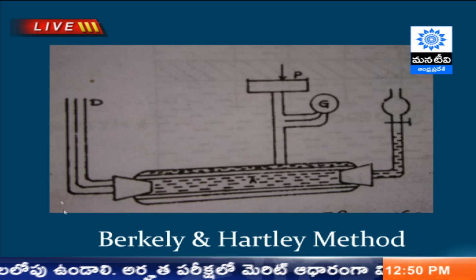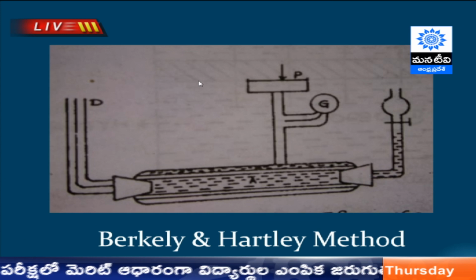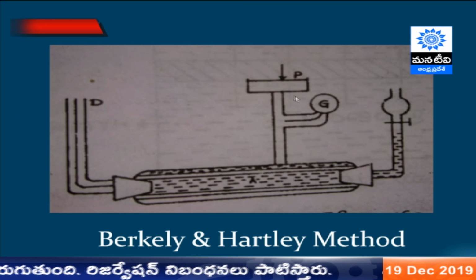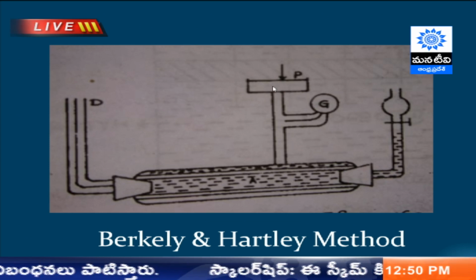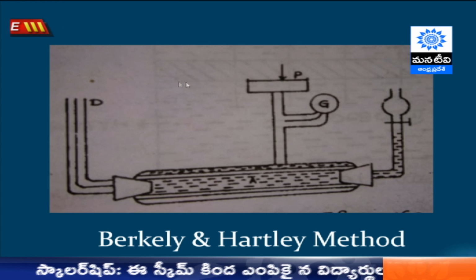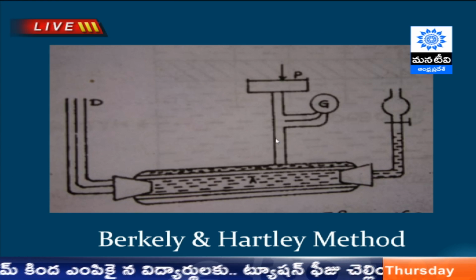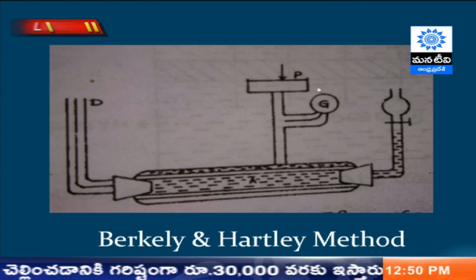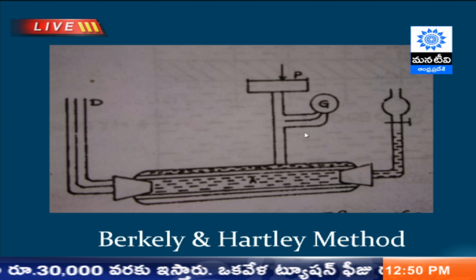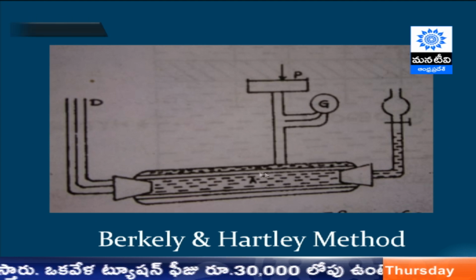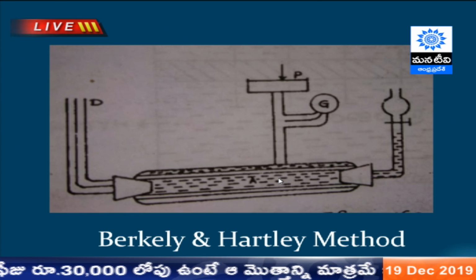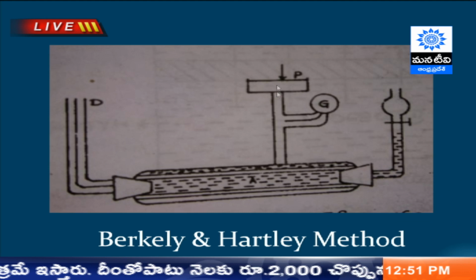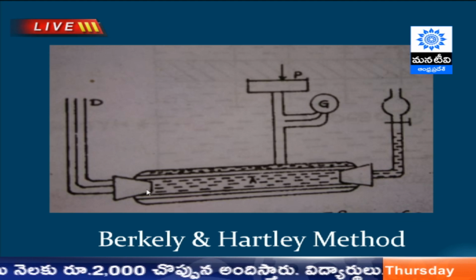This is the high resolution Berkeley and Hartley instrumentation. This is the osmometer. This is the pressure gauge, pressure meter, pressure pump. Whenever you want to do reverse osmosis, you give an external pressure equal to the osmotic pressure, and then the solvent flow is stopped. And if you raise the pressure only infinitesimally, then reverse flow will occur, and this is called reverse osmosis.